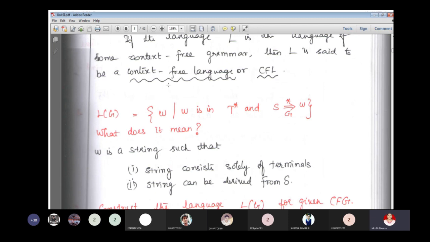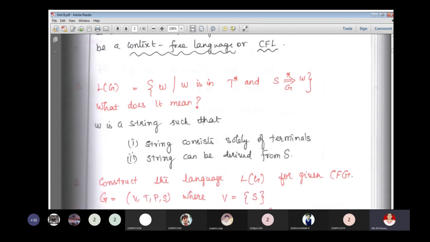Okay. So we will see one example of that. L of G is equal to W such that W is in T star and S derives W. What does it mean? W is a string consisting solely of terminals. Most important, W is in T star and the string can be derived from S. So both conditions should be satisfied. W should contain only terminals and it should be derived from the start symbol.